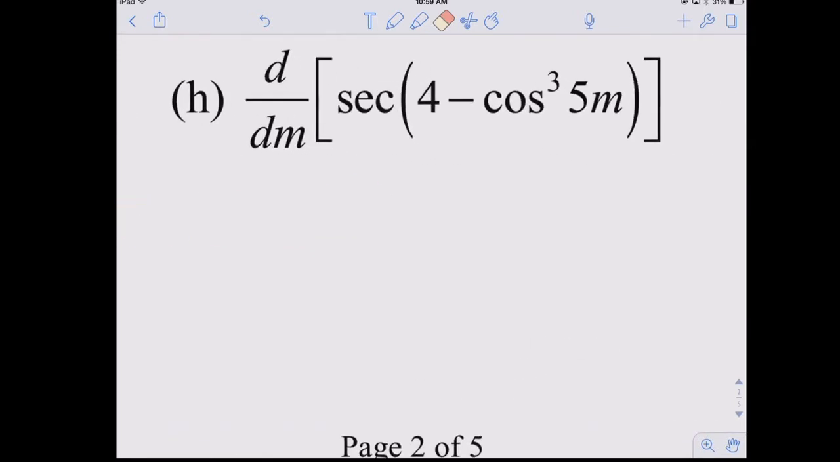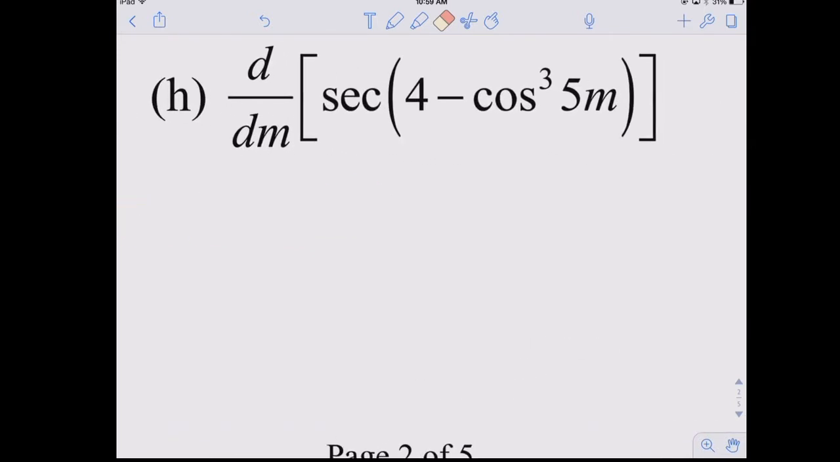All right. Letter H, yes. Question, no. What's the variable, the independent variable? M. Okay, you walk up to the problem, and I see secant of blob. So it starts off as a secant rule. But inside, I have a blob that's not just plain old M, and so this is going to require the chain rule. Now notice the inside function has two terms. The first term is pretty easy to take the derivative of, right? But that second term, ooh, man, that's a nucleus. It's got some stuff in it.